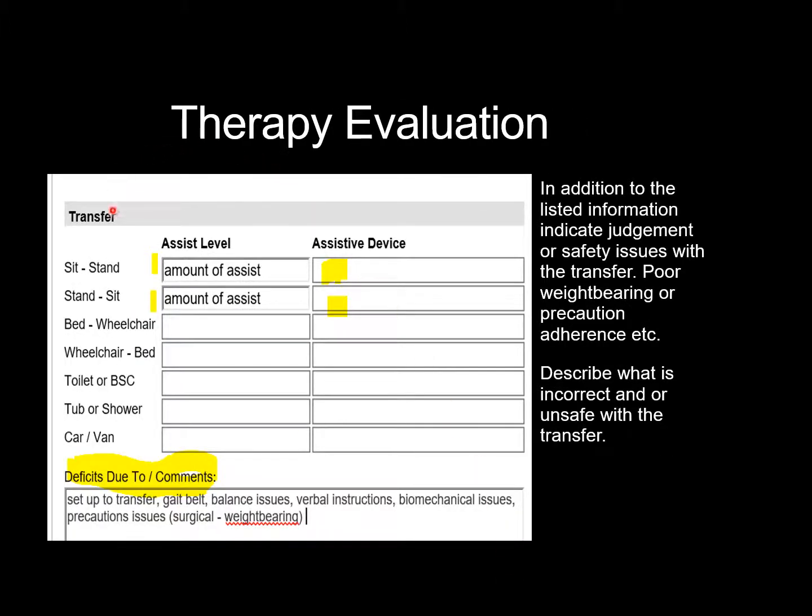And the same thing can be said on the sit to stand section as well. Any information that describes the issues related to 1850, such as safety, using gait belts, balance issues, helps provide information so we have documentation supporting that measure.